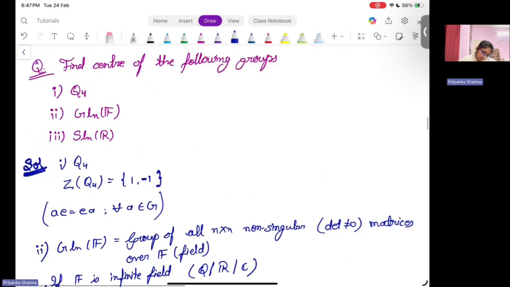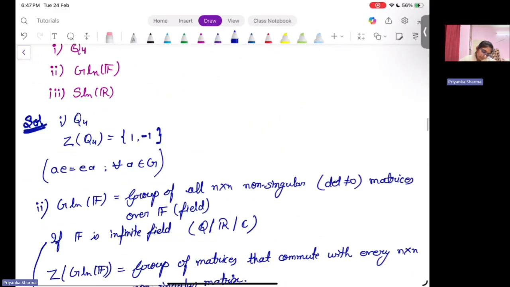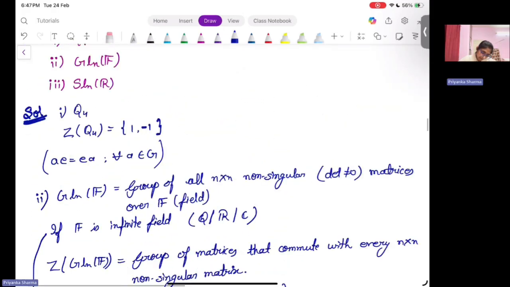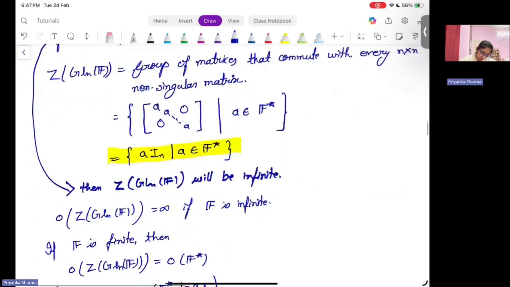Now the third one is the center of the special linear group, SLN F, and we restrict F to R.